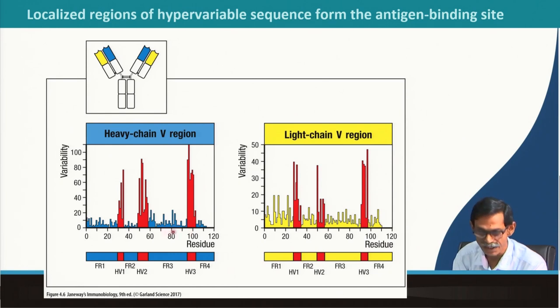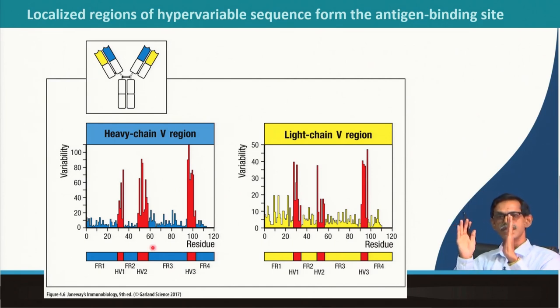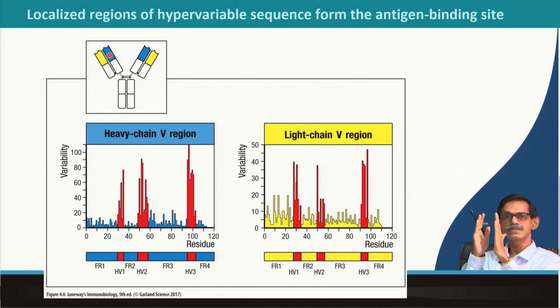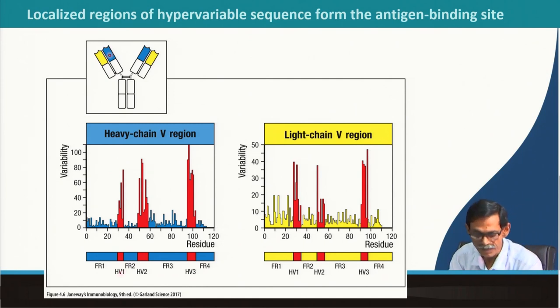If you make this a cartoon of the linear sequence, or the primary sequence, and mark it in the same color code, blue and red, you see there is a blue region, then a small red, then a little bigger red region, again blue, and then red, blue. Which means in the whole variable region, which we already named in the previous slide, some parts are highly variable. And this region was named HV, the first one is named HV1.